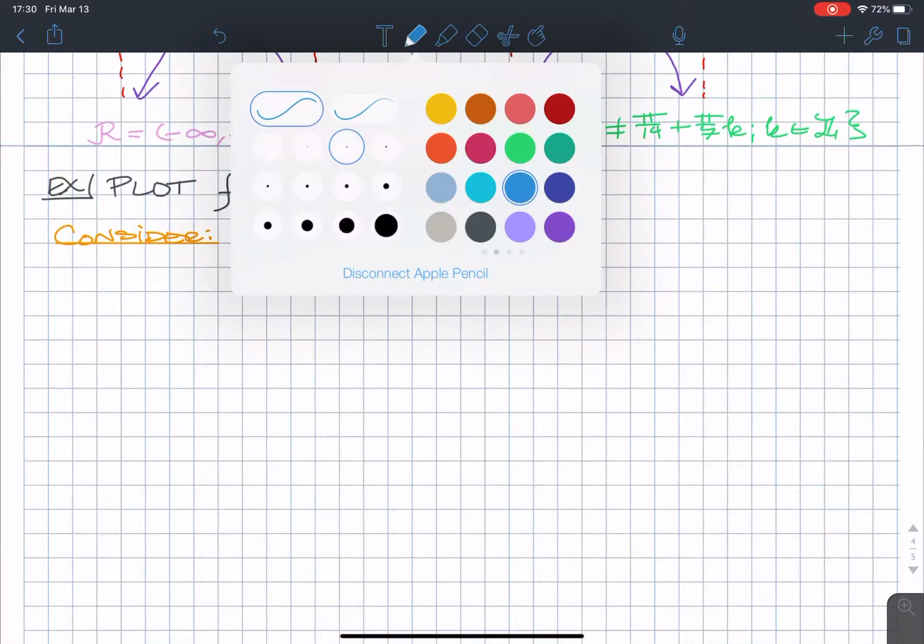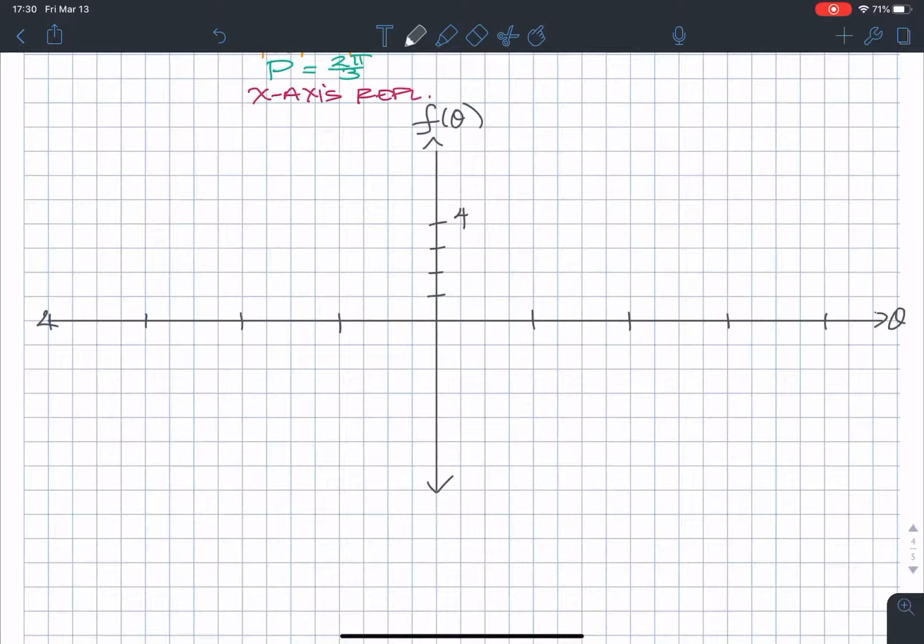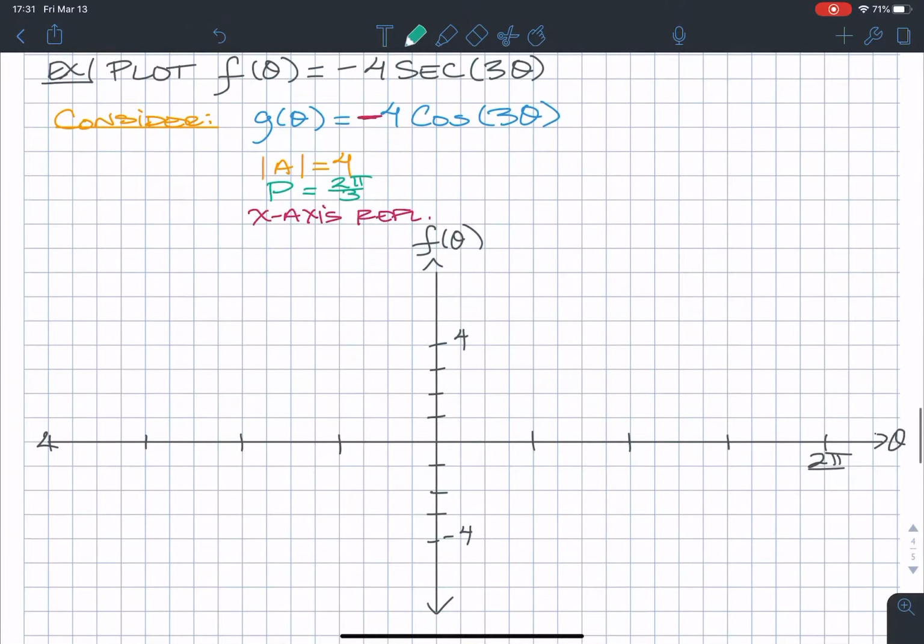Okay, so theta versus f of theta coordinate axes. Let's see. Let's go here. Theta versus f of theta. Let's break this up into 1, 2, 3, 4 parts going forward, and 1, 2, 3, 4 parts going backwards. What was my amplitude again? 4. Let's do 1, 2, 3, 4, and negative 1, 2, 3, 4.